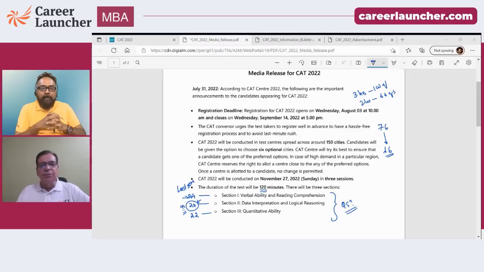Especially with respect to the level of difficulty, GP, typically when CAT changes a pattern, which they did in 2015, the level of difficulty goes down, and when they stick to that pattern for a little bit of time, you can see the level of difficulty increase and stabilize to a point, as in 2019, 2020, 2021 especially. I think 2022 is also going to have a very similar level of difficulty, that is my take.